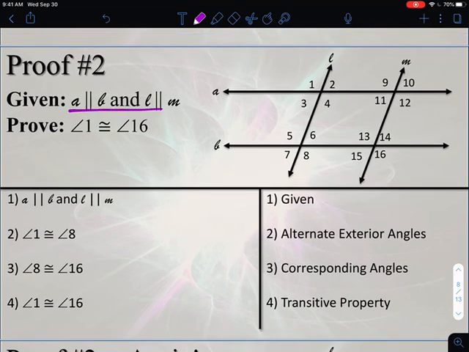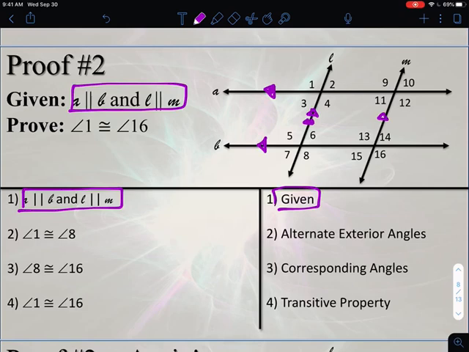So on this proof here, here's my given information, which means that's the first thing I'm going to write down in my proof. So before I even start my proof, I know what I'm going to be starting with. So I know the first line is A is parallel to B and L is parallel to M. That was given to us. Now that's very helpful because they're telling us this line is parallel to this line. It's telling us that this line is parallel to this line.